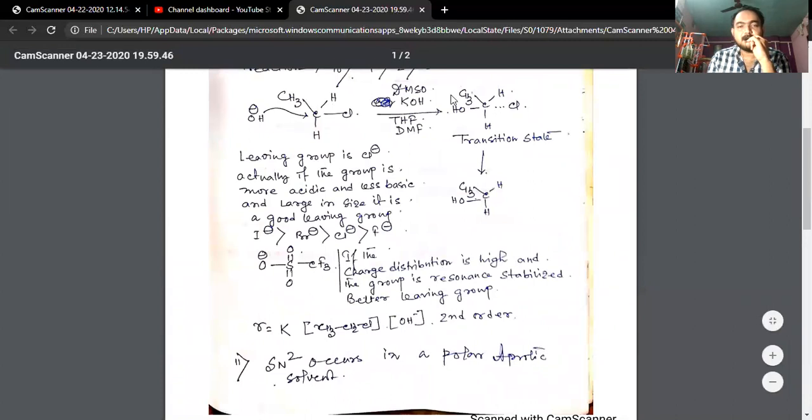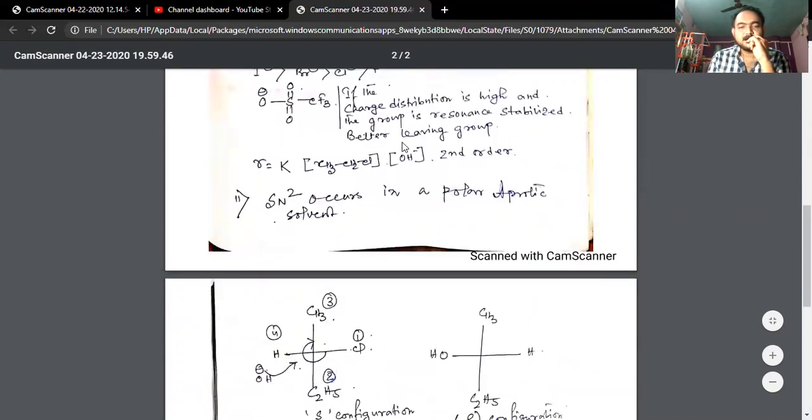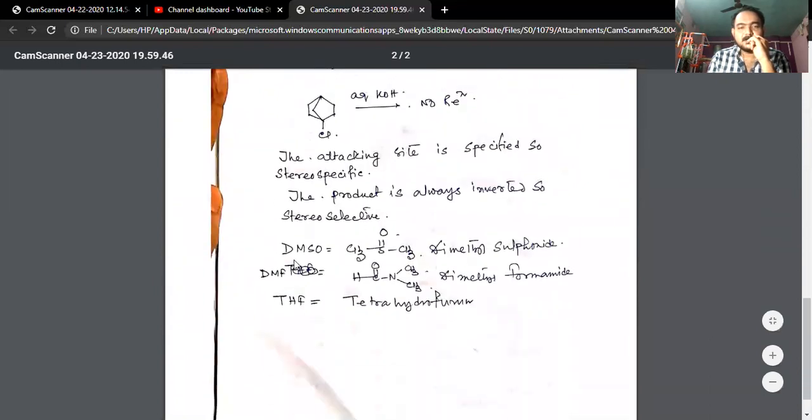I have written here DMSO, THF, DMF. In presence of KOH, in presence of DMSO, or in presence of THF, or in presence of DMF. What are the structures of DMSO? DMSO is dimethyl sulfoxide. Sulfoxide means sulfur and oxygen. Dimethyl means two methyl groups are present. So dimethyl sulfoxide. DMF, N,N-dimethylformamide, THF, tetrahydrofuran. I have not drawn the structure.